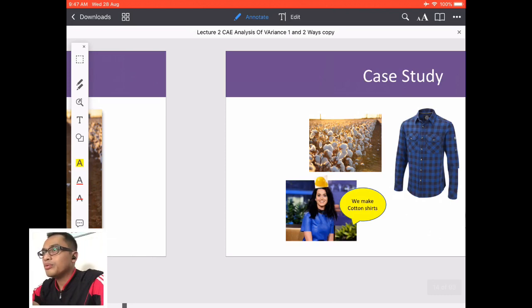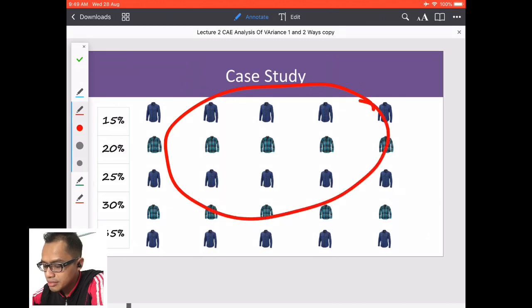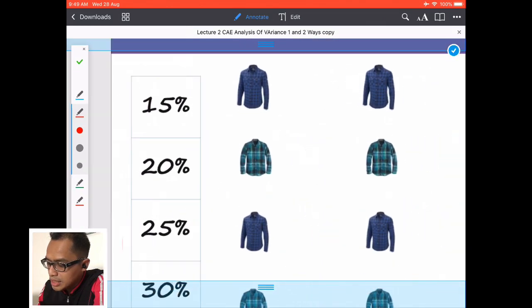Now, the case study looks something like this. We want to test if the difference of cotton percentage in a shirt makes a difference in shirt strength. That means the more cotton you have, the stronger the shirt will be. That's our hypothesis. On this page you see the percentage on this side and the shirts laid out on this side.